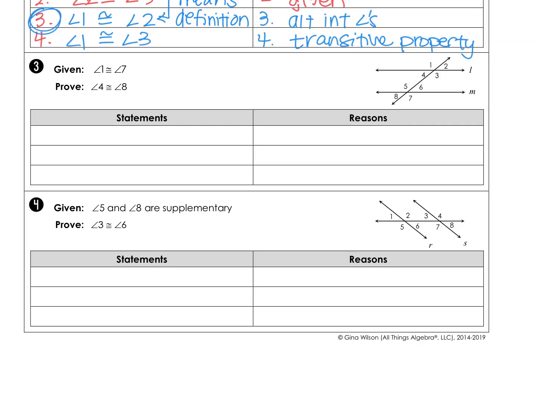So number 3, we've got 3 statements, 3 reasons. What's the first statement? Given. Should you ever miss the first line of a proof? No. Should you ever miss the last statement? No. What is the last statement? The answer. Right, the proof. So angle 4 is congruent to angle 8.